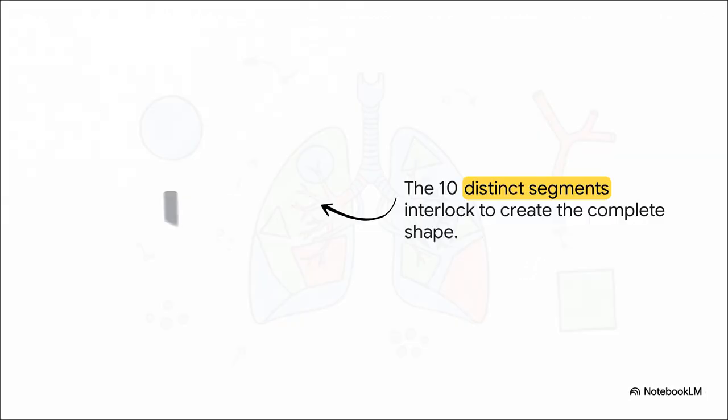When you look at how the bases of these pyramids hit the lung surface, it all comes together. These 10 distinct, individually wrapped, internally supplied segments create the complete, familiar shape of the lung. When you pack them all together, they interlock. It's literally like a perfectly packed 3D puzzle.